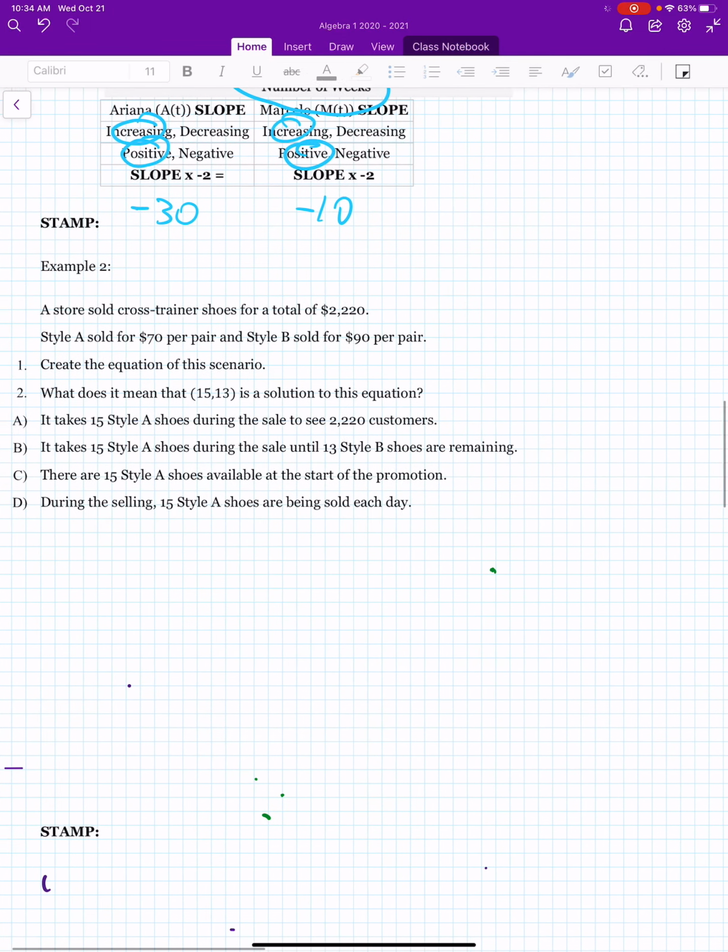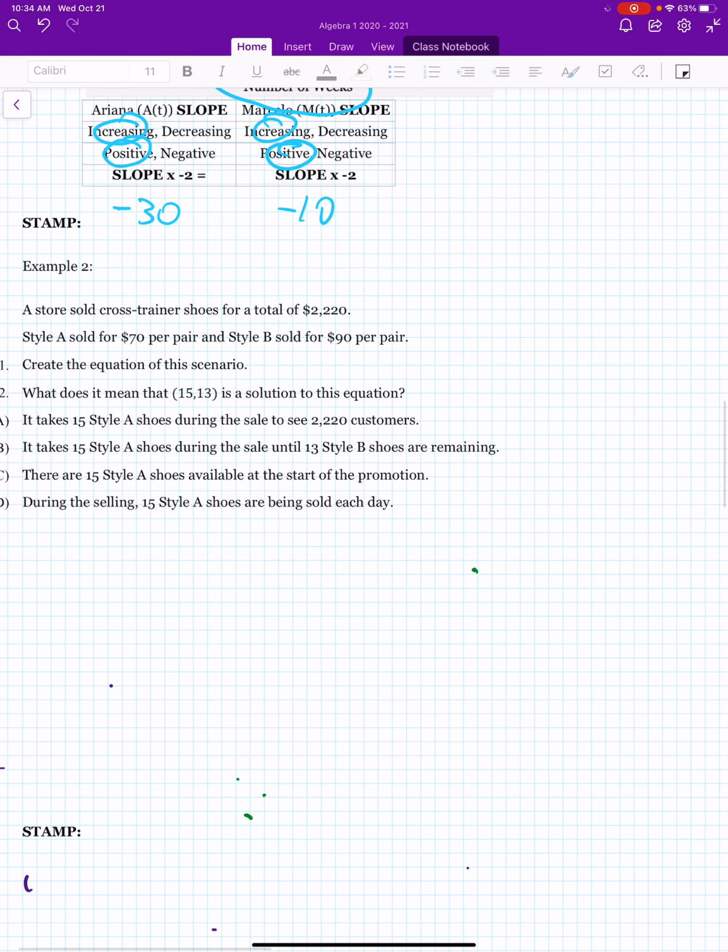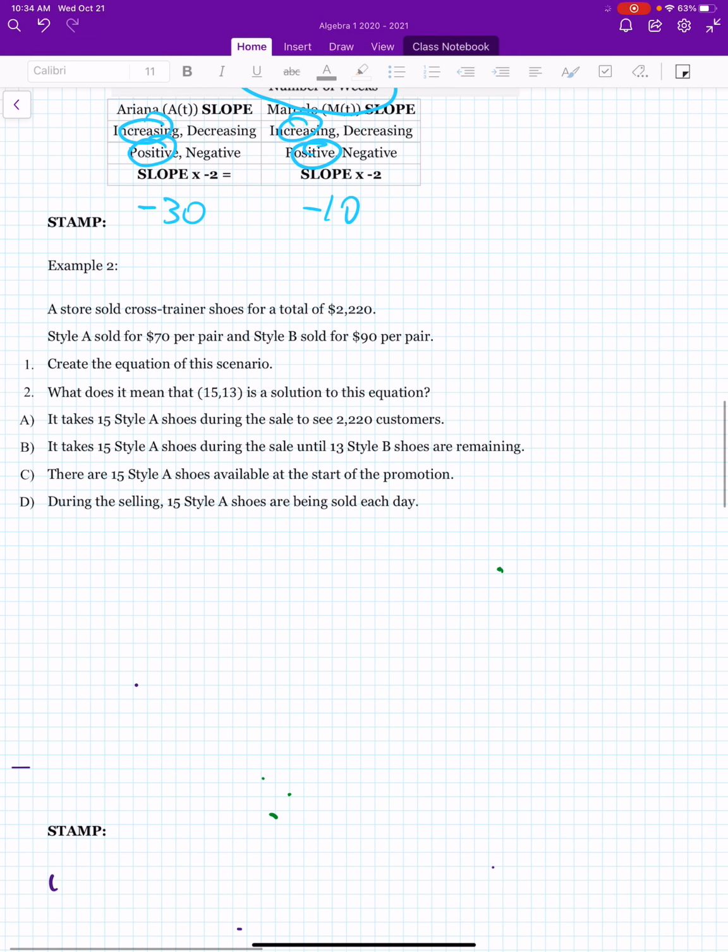So now let's go into example 2. A store sold cross-trainer shoes for a total of $2,220. Style A sold for $70 per pair, and style B for $90 per pair. Create the equation for this area. What does it mean that (15, 13) is a solution to this equation?